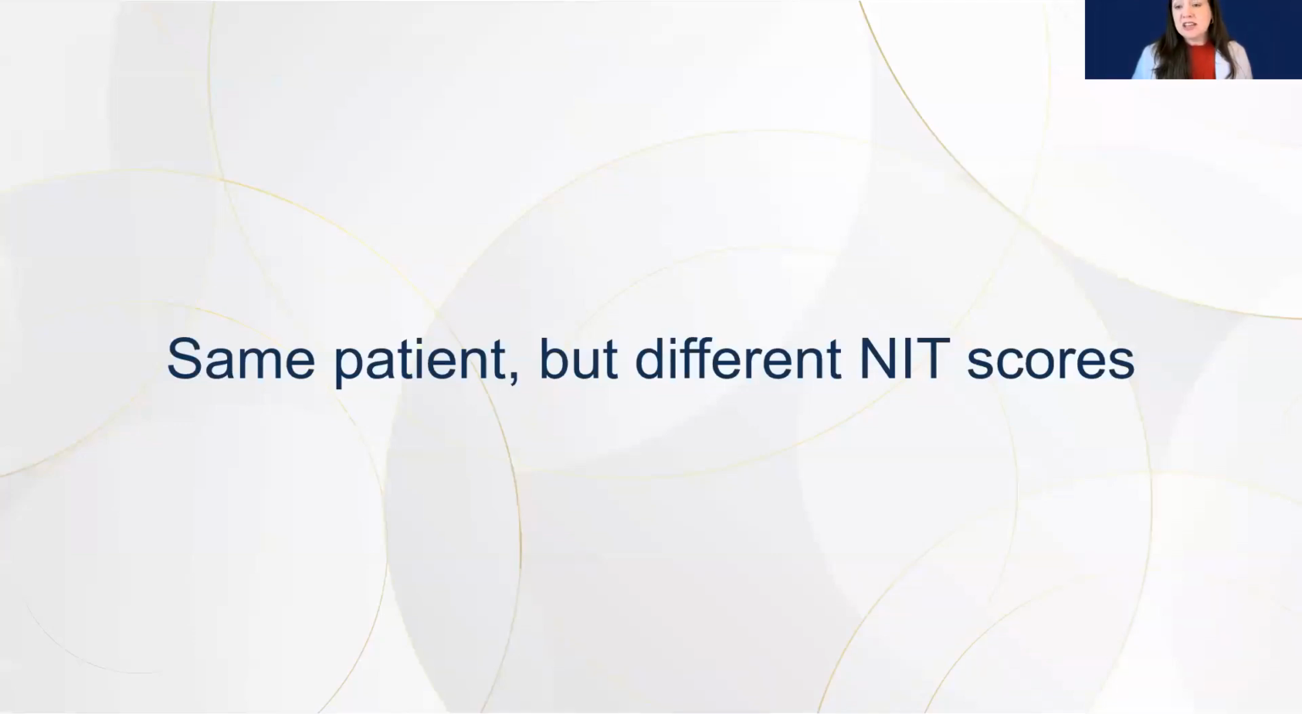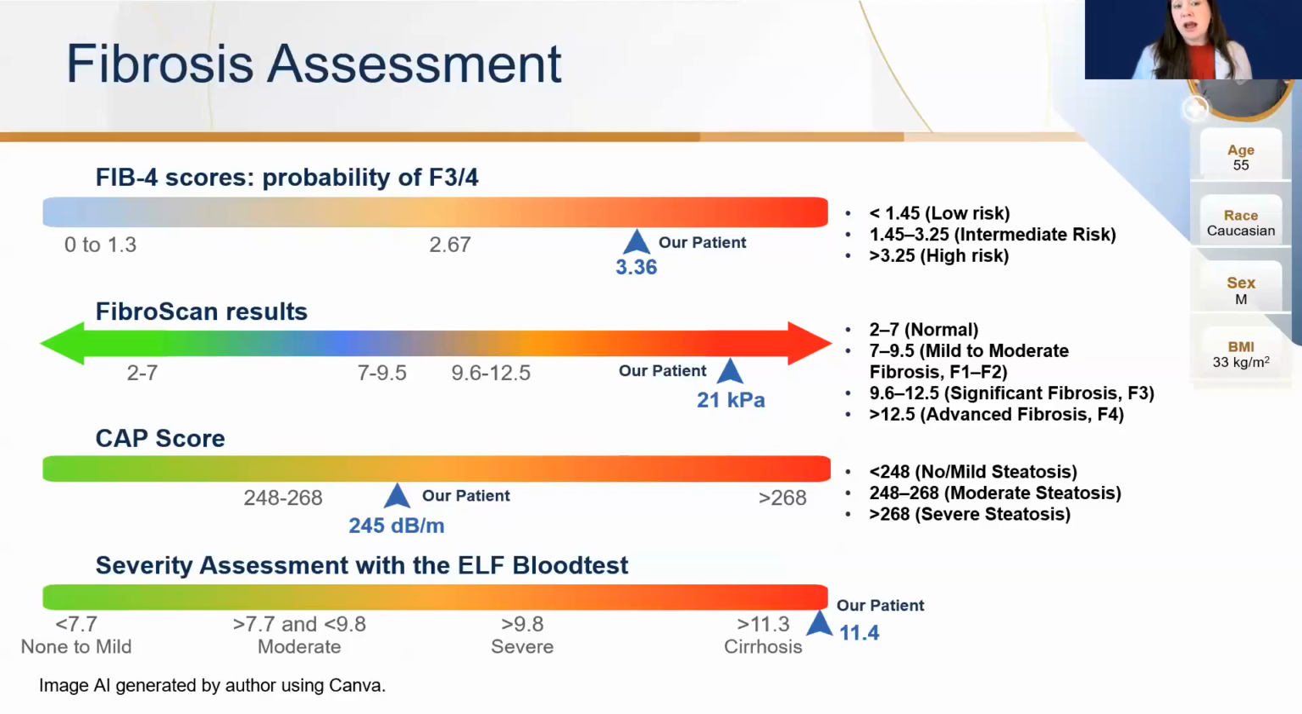So, non-invasive testing scores. Now let's look at this FIB-4 score again: 3.36. Remember, we're calculating FIB-4 with liver enzymes and platelets, and automatically from the get-go, this is a higher risk patient concerning for fibrosis. We can still check an ELF as well, just to be sure. And we see his ELF at the bottom is 11.4, which is now concerning for cirrhosis of the liver.